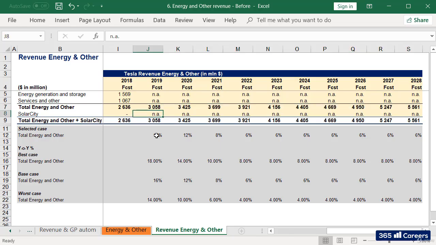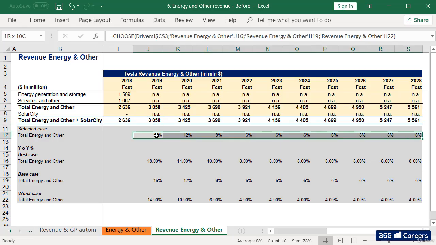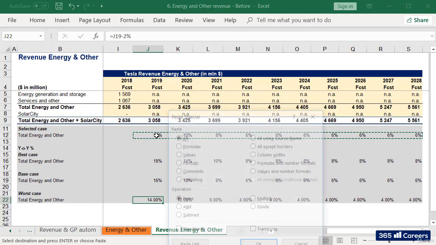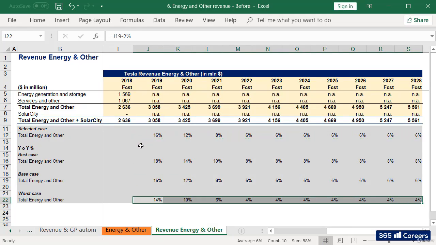This is how we forecasted Tesla's energy generation and services ratios. In our next video, we'll forecast gross profit and then calculate cost of sales related to these business lines.